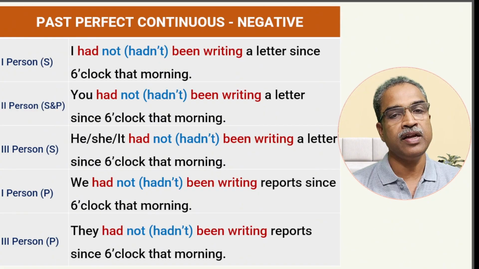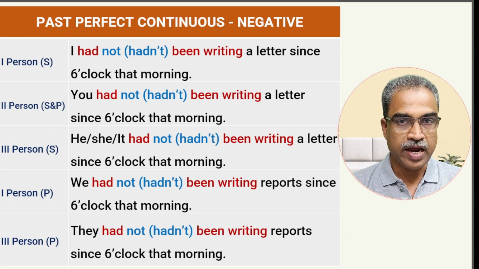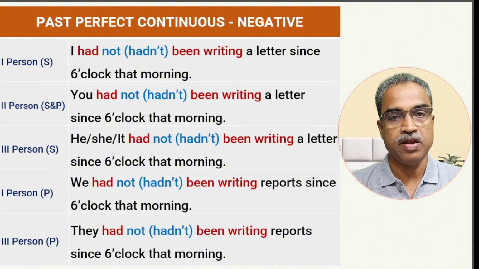Clear? Then comes the first person plural, which is we, and we had been writing was the affirmative statement. How to make it negative? Simply say we had not been writing, or else we hadn't been writing. Simple enough. Similarly, the last one, they had not been writing, or else they hadn't been writing.